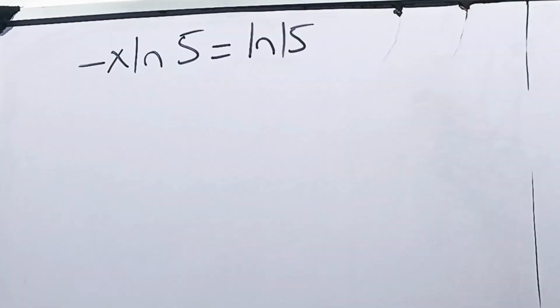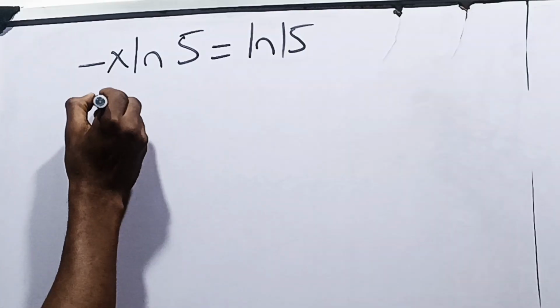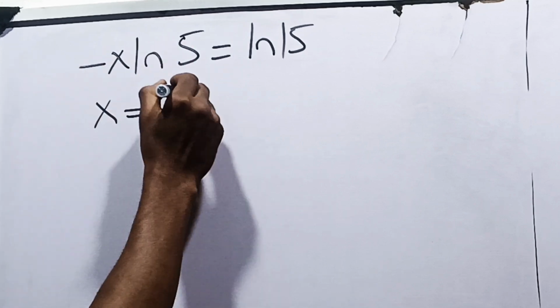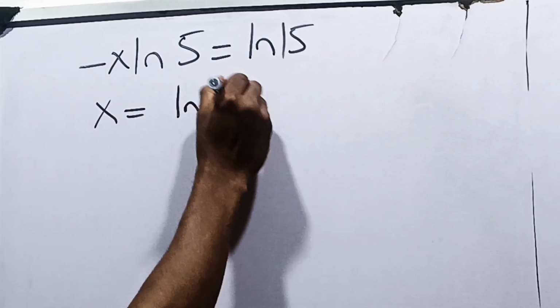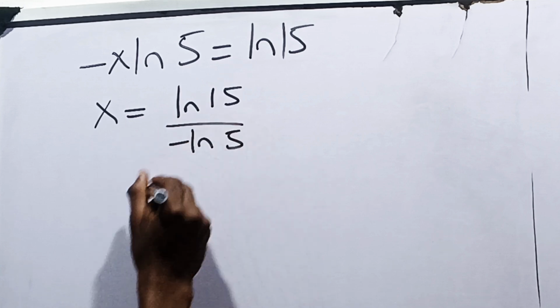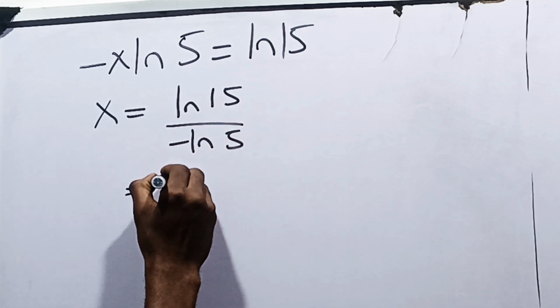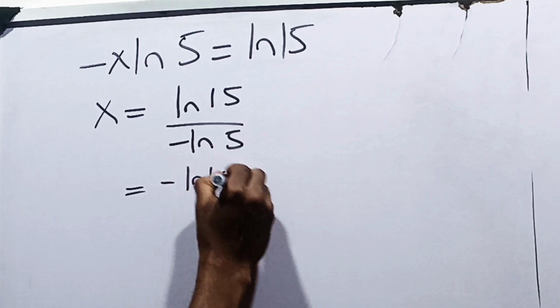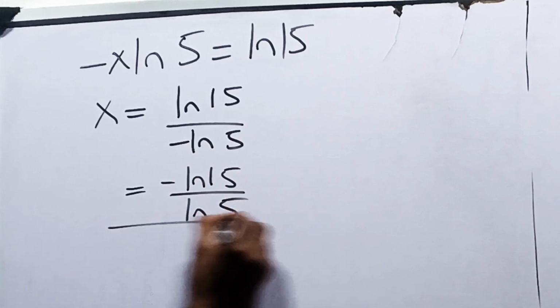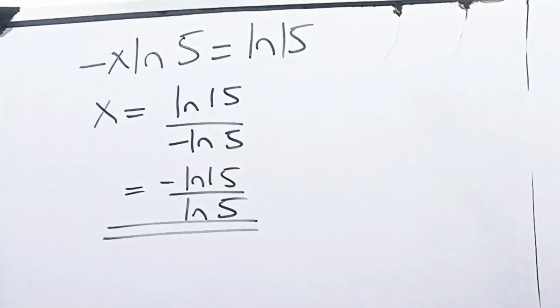Moving on from here, we can now say that our x becomes equal to, let's divide both sides by negative ln of 5. So we have ln of 15 divided by minus ln of 5. Okay? And this is equal to negative ln of 15 over ln of 5. Okay? So this becomes the final answer to this question.